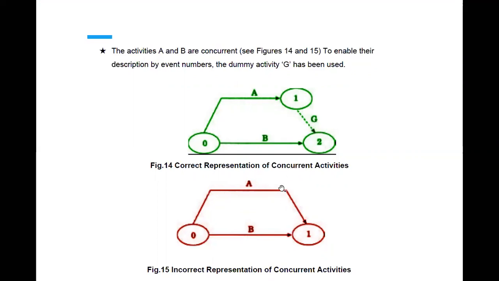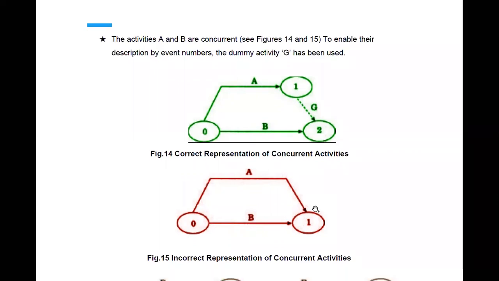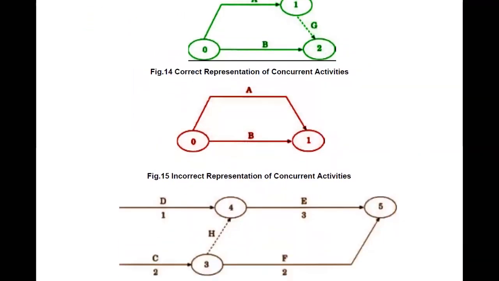So what you do is add one more event, event one, and you introduce this dummy activity, this arrow you make a dummy activity. Then it will give some logical meaning for your network activity. That is one thing.